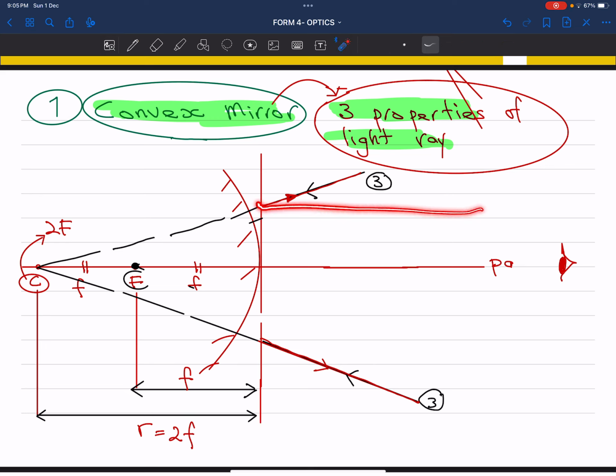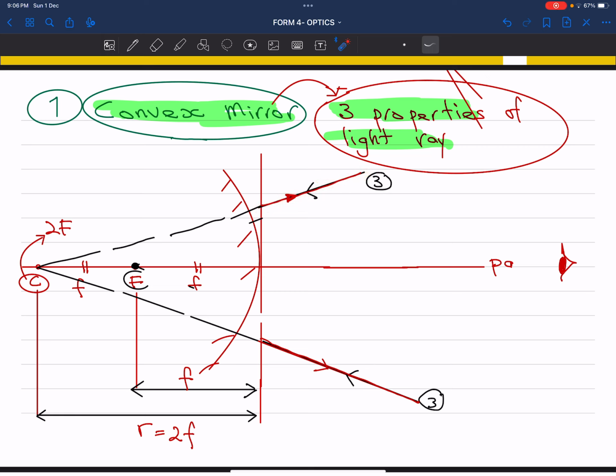So the three properties, what were they? Parallel to the principal axis, it will reflect as though from F. Second, as though approaching F, it becomes parallel. Third, any light ray as though approaching C, it doesn't reach C, because once reaching the mirror, it must reflect back. So any light ray as though approaching C will come back the same path. So that was the three properties of light ray.